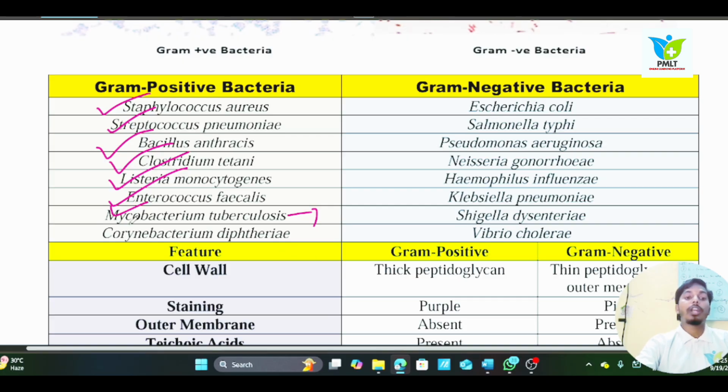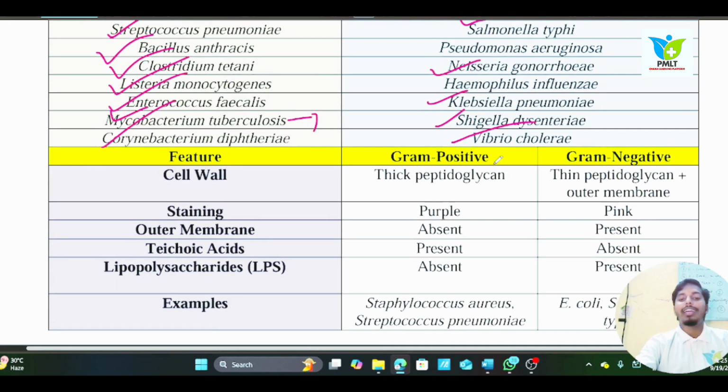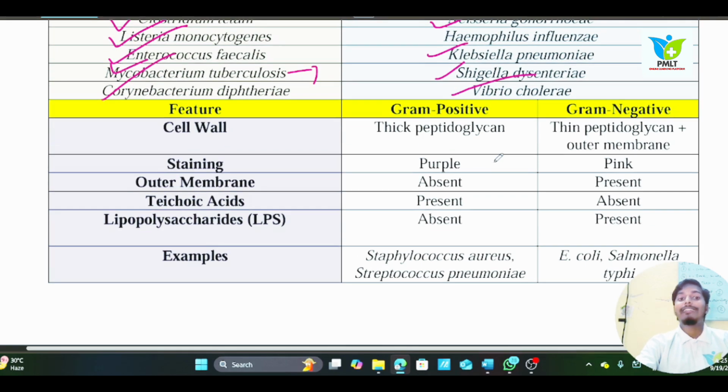Okay, after that Corynebacterium diphtheriae is gram positive, and the gram negative ones are Escherichia coli, Salmonella typhi, Klebsiella, Neisseria, Shigella, Vibrio cholerae. Okay, all Enterobacteriaceae are gram negative bacteria. And that is the basic difference between gram positive and gram negative bacteria. I have already told you that gram positive bacteria have a thick peptidoglycan layer, and gram negative bacteria have a thin peptidoglycan layer.